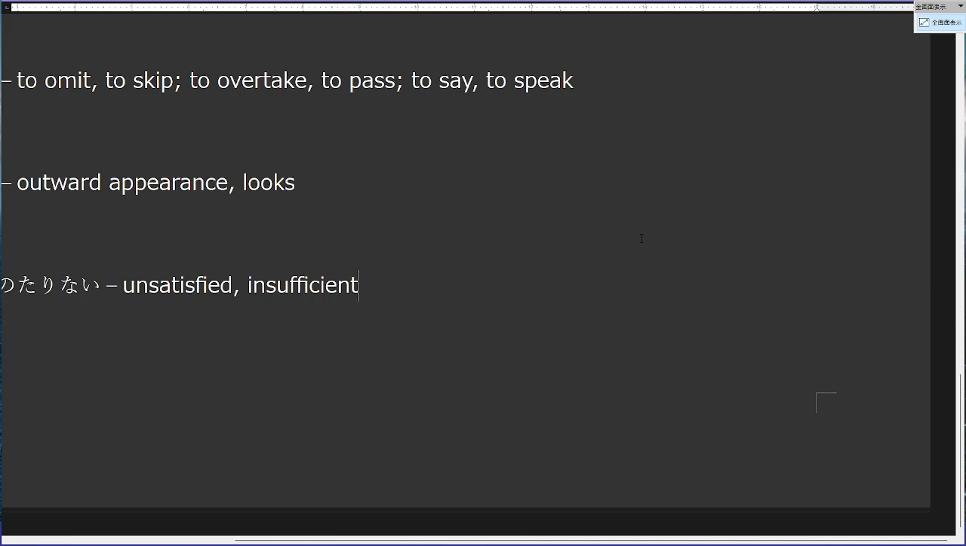Kono mono tarinai benkyou wa 12月の試験に悪い. This insufficient studying will not be good for the test in December. Will be bad for the test in December. 物足りない is insufficient or unsatisfied.